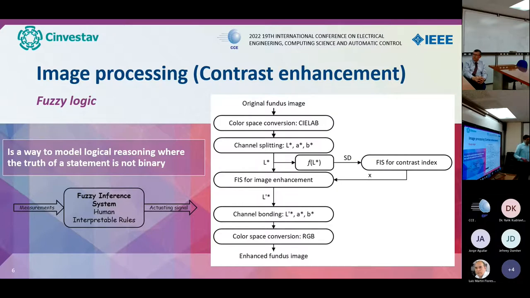These flow diagrams show the methodology we used to make our contrast enhancement. As you can see, in the first part we make a color space conversion from the RGB color space to the CIELAB. This color space also represents the color with three channels, but the first one, the L channel, contains all the information of the luminosity of the image. So we took this channel and worked only on it.